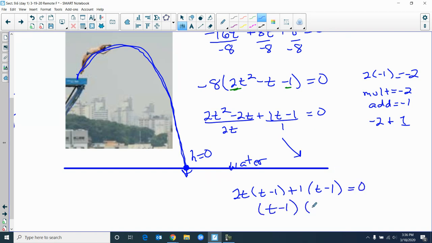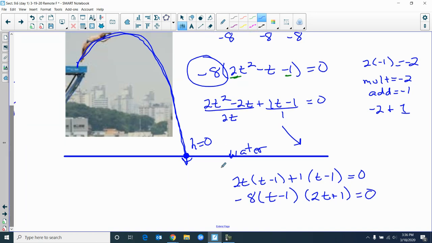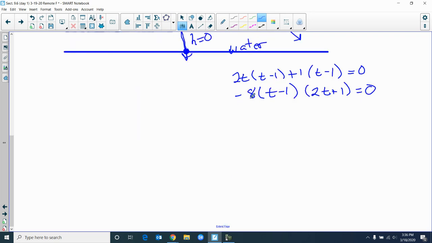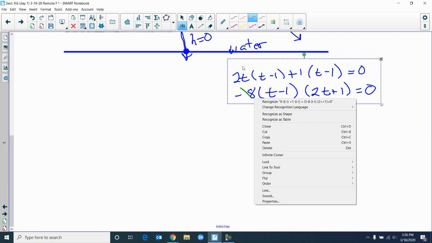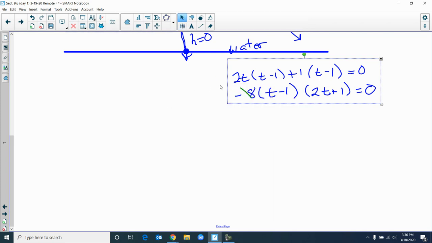T minus 1 comes out, 2t plus 1. And now I'm going to take this negative 8 and put it here. That would be the final factored form. Since this negative 8 doesn't have a t, it's not going to come into play in my problem.